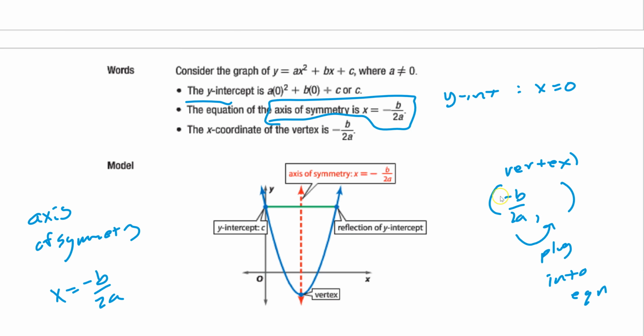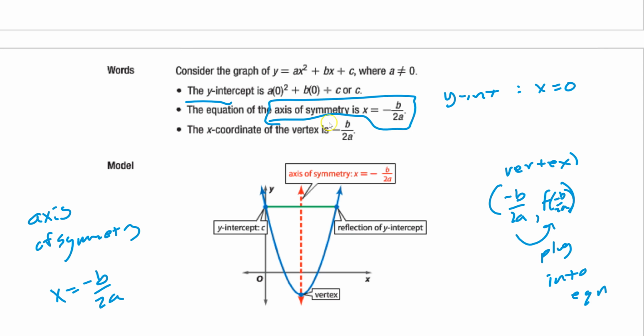The way you find the y value is just to plug it in. Anytime you have an x value and want the y value that goes with it, just plug it into the formula. A lot of times you see it written in a book as f of negative b over 2a. That just means plug your x value in. So when you see that, that's all it means.